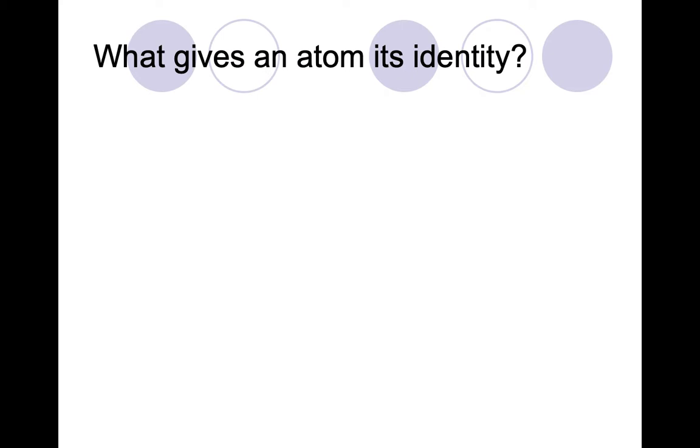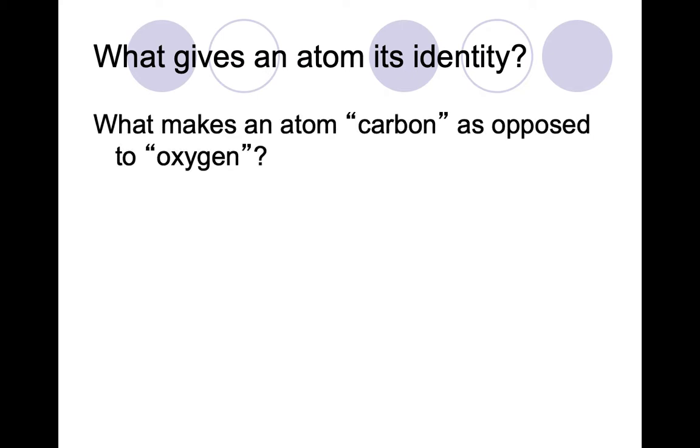Now, what gives an atom its identity? If we talk about humans, you stand out from someone else because of your eyes or your hair or your eye color or your height, or even special features that you have in your face, like freckles, moles, things like that. But obviously, atoms don't have a face. They don't have hands. They don't have feet. So what makes them different?